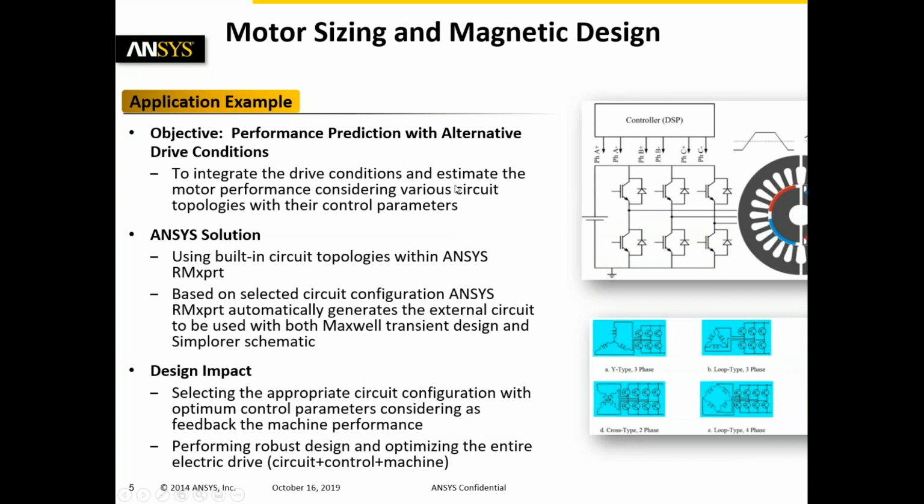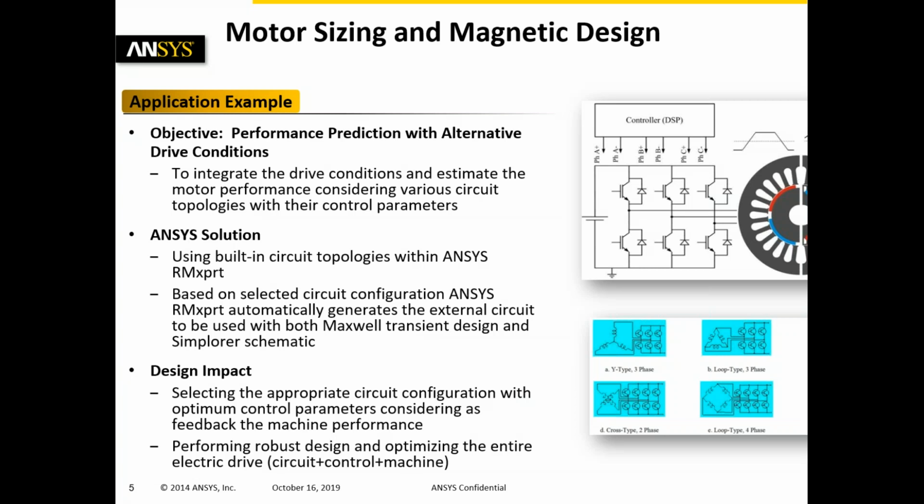Other application examples would include performance prediction with alternative drive conditions. This will integrate the drive conditions and estimate the motor performance considering various circuit topologies with their control parameters. So we start with MExpert, and then based on a selected circuit configuration, ANSYS MExpert can also automatically generate the external circuit that's going to drive the motor, either one phase or three phase. So you can always build an external circuit around the motor.